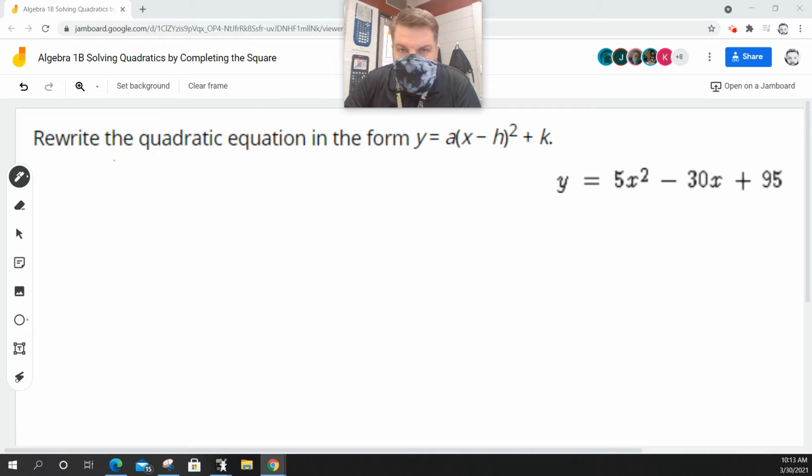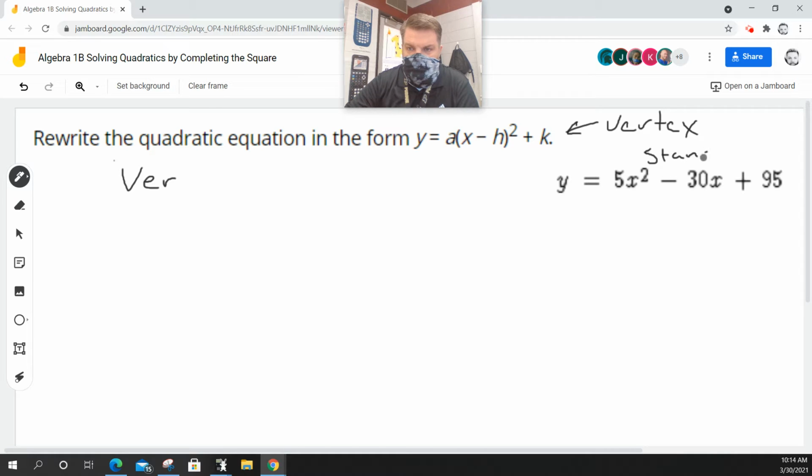All right, so now if I look at this, I know that this is the vertex form, and we're asked to take this equation and make it look like this. So that's the vertex form, this is the standard form. And so a equals 5, b equals negative 30, and c equals 95.